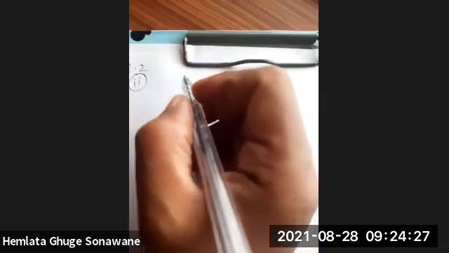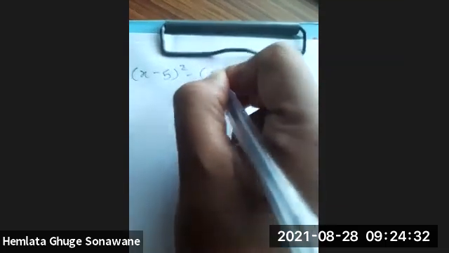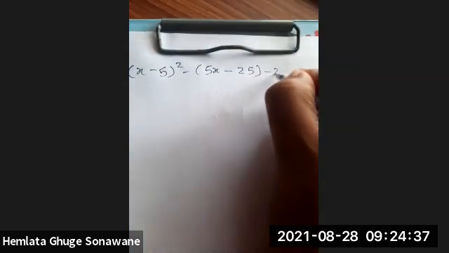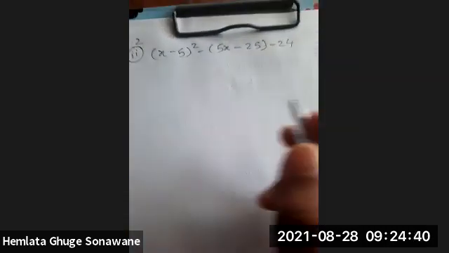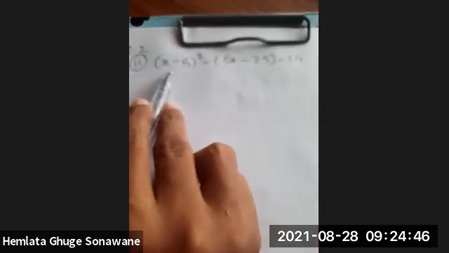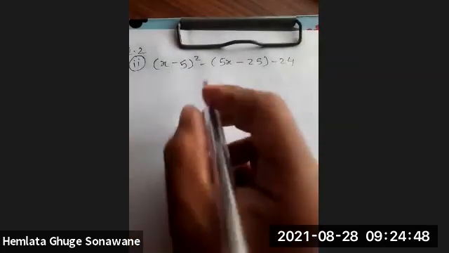We'll move towards the next one. Next example, question number 2. The second example is x minus 5 bracket square minus 5x minus 25 minus 24. This is the given polynomial. Now here also we will substitute x minus 5 by m.